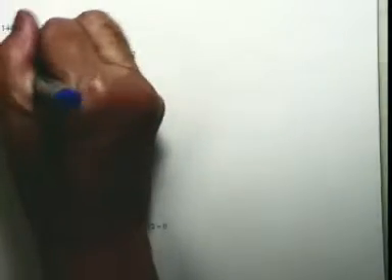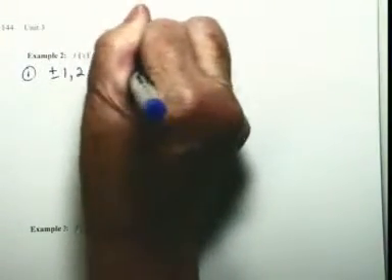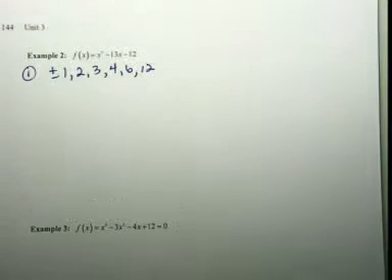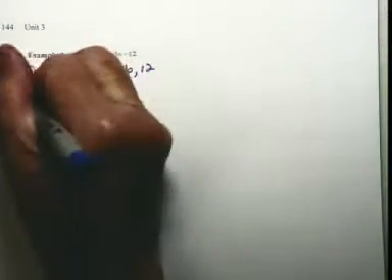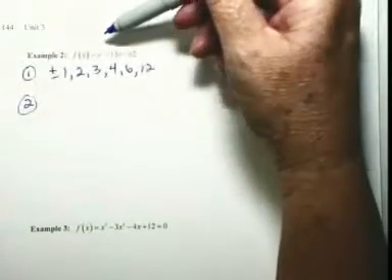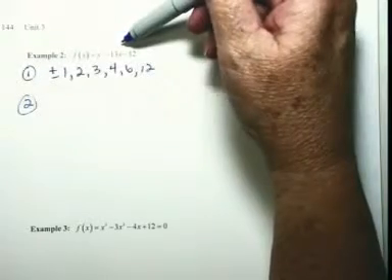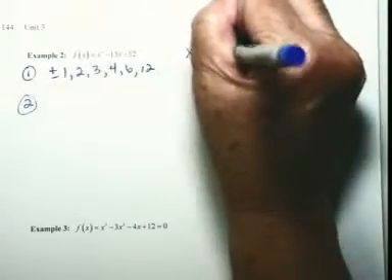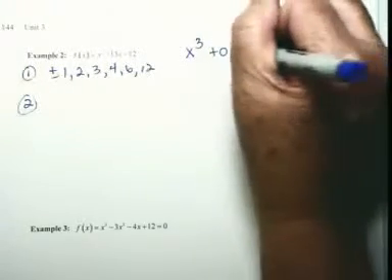Again, I'm first going to list my possible answers, the factors of 12: 1, 2, 3, 12, all divided by 1. I don't know why I liked 12, but anyway. I do a countdown. 3, there's no 2, so I have to write it x to the third, 0x squared.